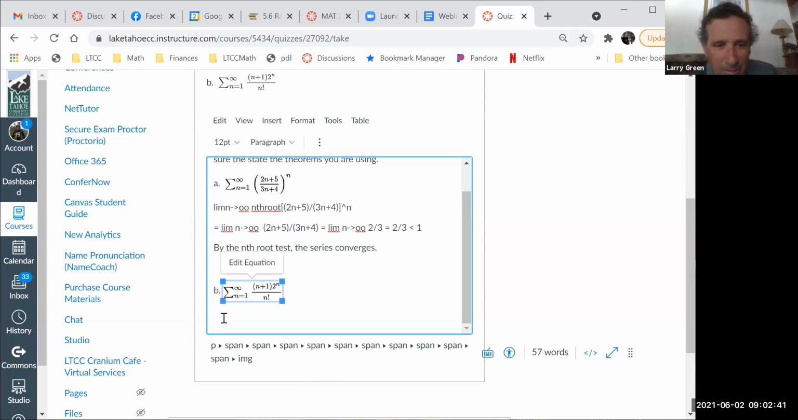Okay, let's go to part B. So part B is, now we have the summation n equals 1 to infinity of (n plus 1) times 2 to the n over n factorial. So what test on this one? Again, I always want to strategize. First thing is to strategize. Yeah, this one's a ratio test.